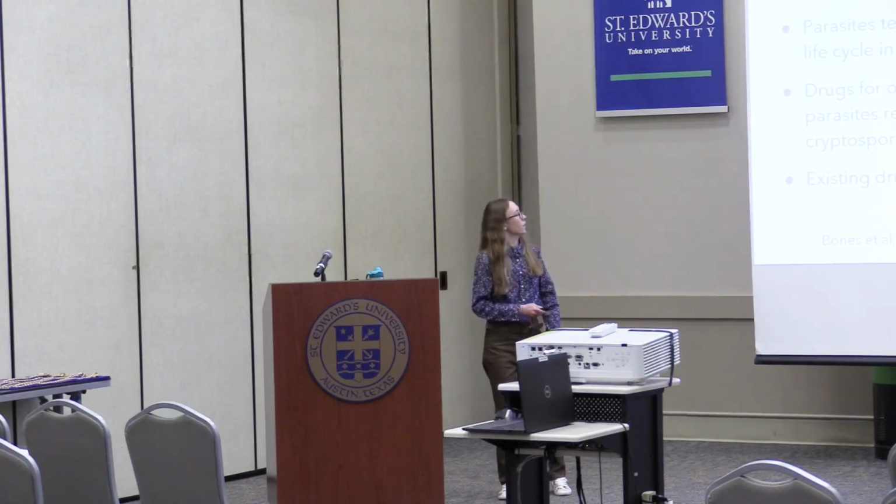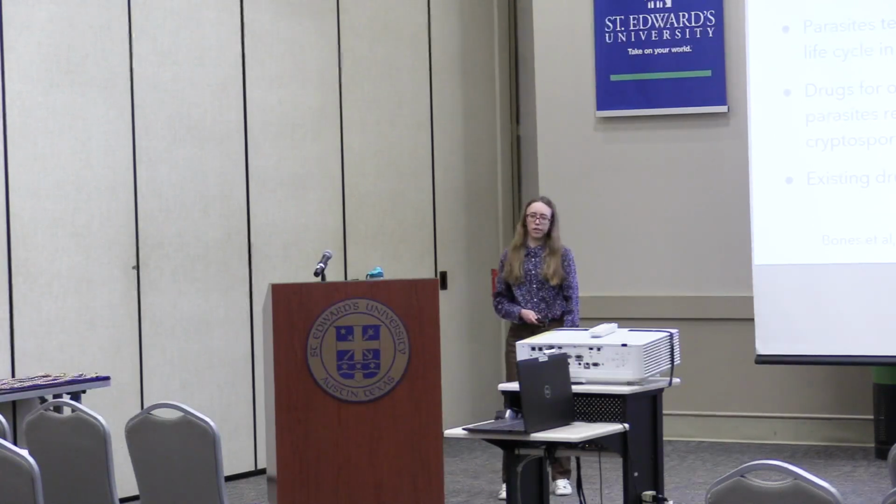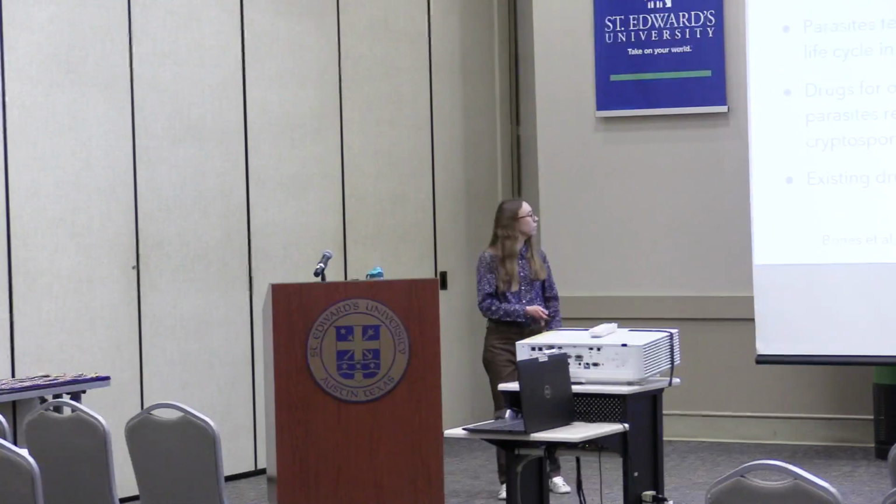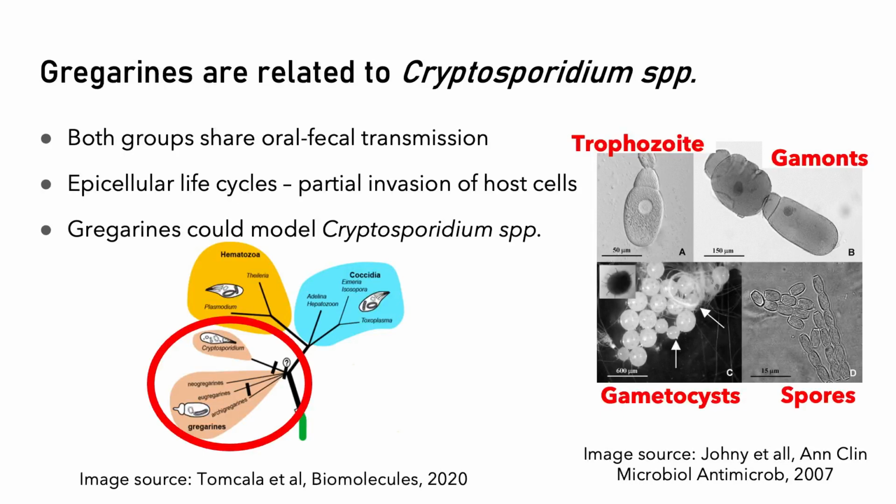Because of this, usually for this disease, other drugs are used, usually ones that are meant to treat other parasites. But this is a problem because Cryptosporidium is not as closely related to these other parasites. And so these current drugs we have just aren't as effective in treating this disease. One solution we have is to find a model organism that is more related to them.